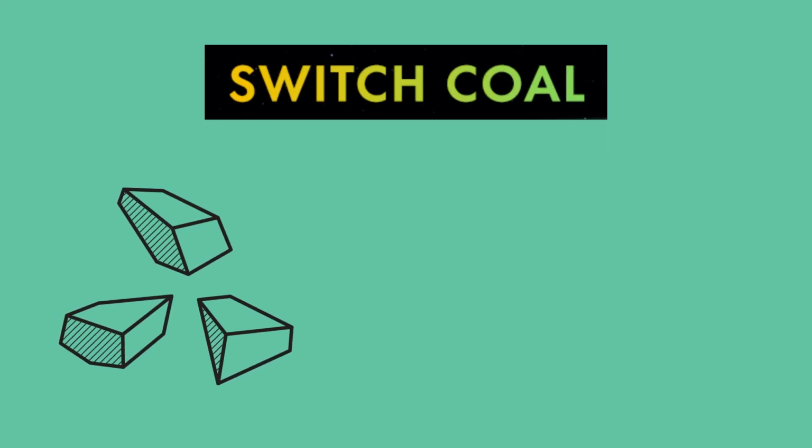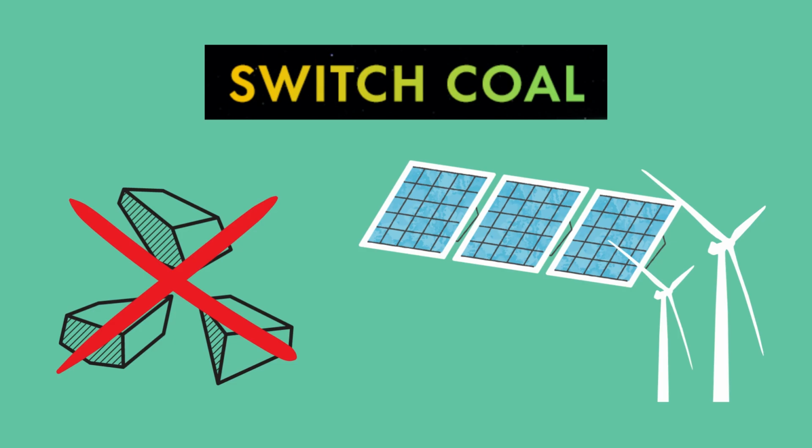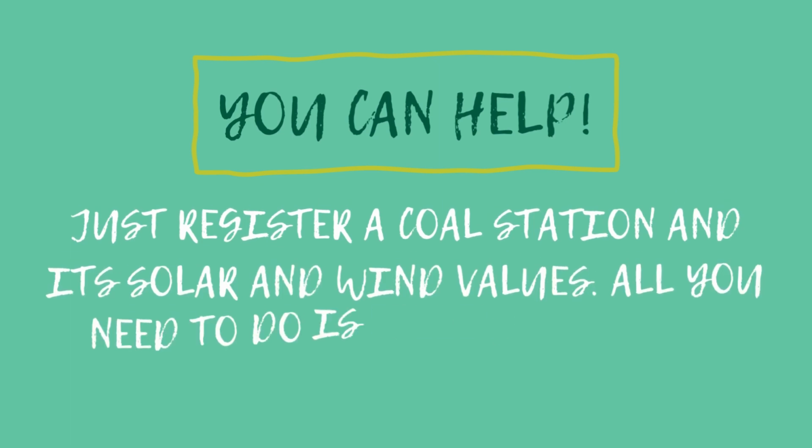Studies have shown that switching from coal plants to renewable energy can cut enough greenhouse gas emissions to achieve the 1.5 degrees goal. The purpose of the Switch Coal campaign is therefore to gather data on wind and solar capacities to show coal stations how profitable it would be for them to switch to renewable energies. But we need your help to collect that data.